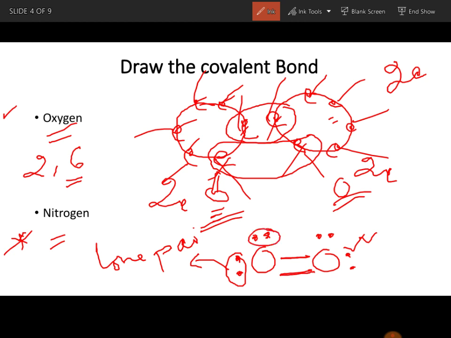Okay, so in a covalent bond we have two types of electrons. One is the lone pair, the other is the shared pair. Am I clear? So in this way we have to learn how to do this. Okay, now let's move on with new things.